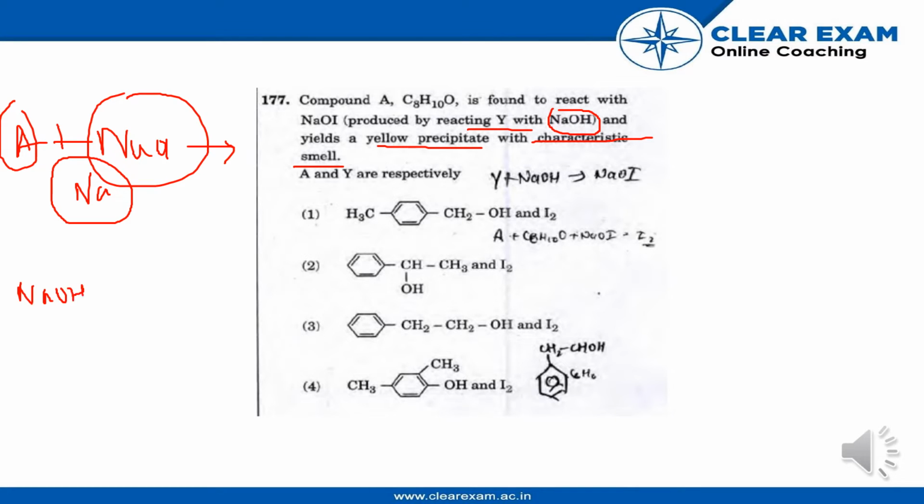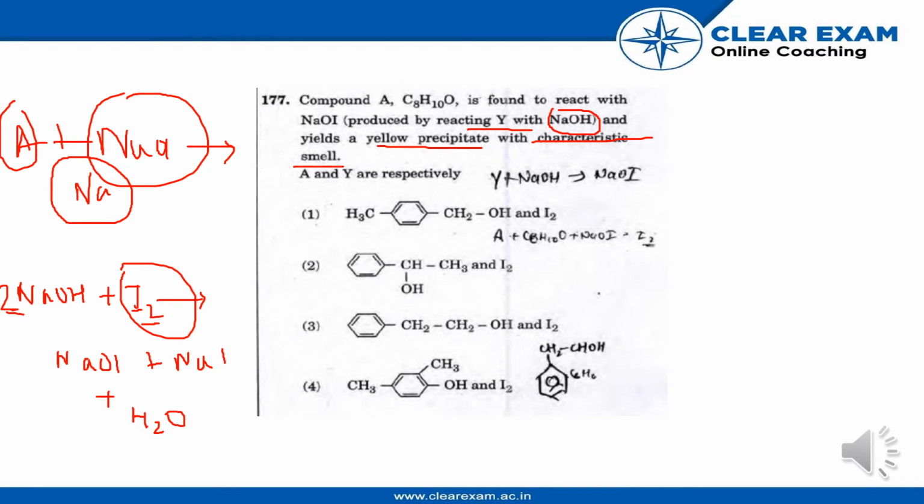So if we take NaOH and make it react with I2, then what will happen? NaOI will be produced, plus NaI, because there are two I's in it. To balance this, we add 2 here, plus H2O. This equation is balanced, and we have one compound, that is iodine, with us.